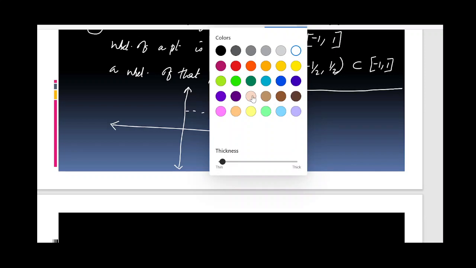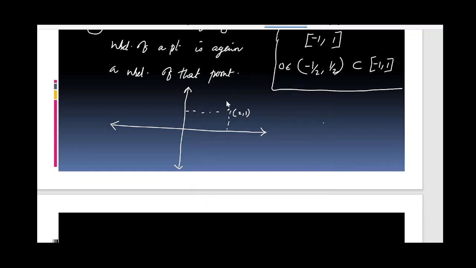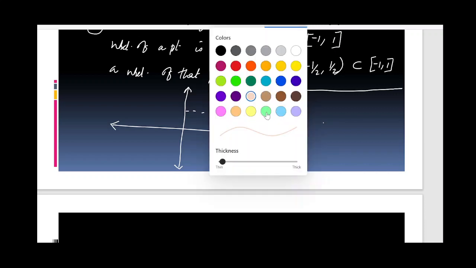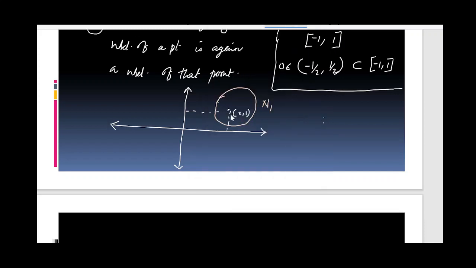Here we can take a closed disk also, no problem, because we have defined the neighborhood like that. So suppose I am taking this, this is going to be one neighborhood of the point. This is N1. I am mentioning it as N1. Now suppose I am taking another neighborhood of this one.